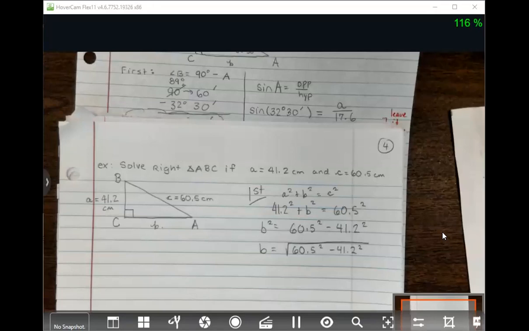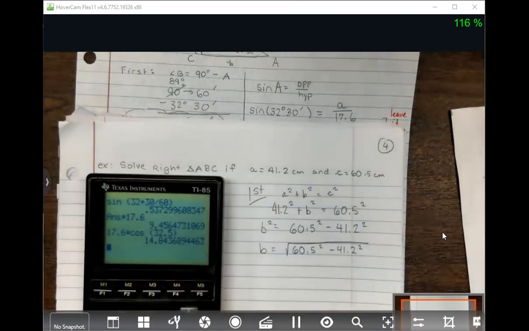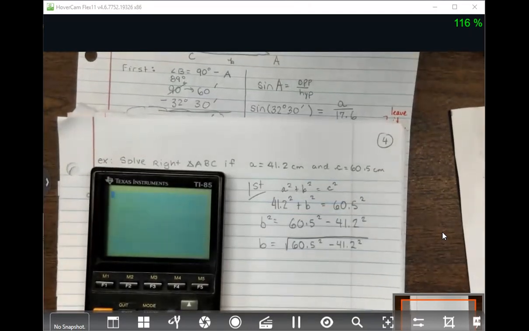But let's go ahead and get that number. So I'm going to take the square root. There's the square root. 60.5 squared. Where's my squared? Right there. Minus 41.2 squared. Close up my square root. And so I'm doing one decimal place accuracy again. We'll keep 44.3 as side B.